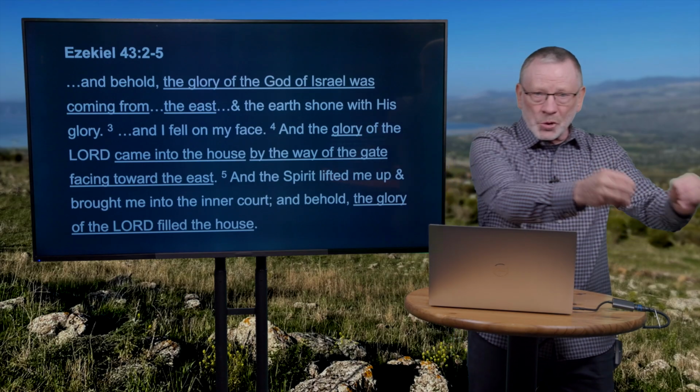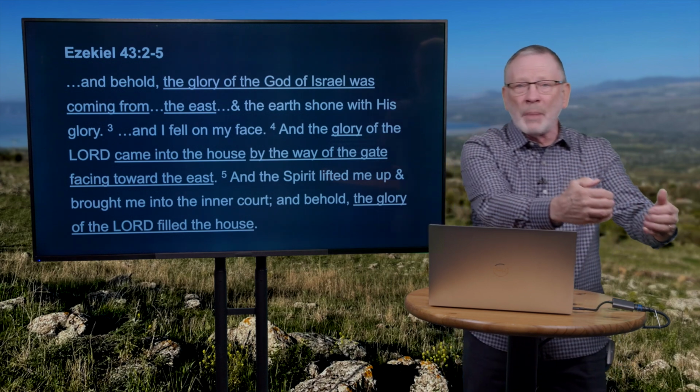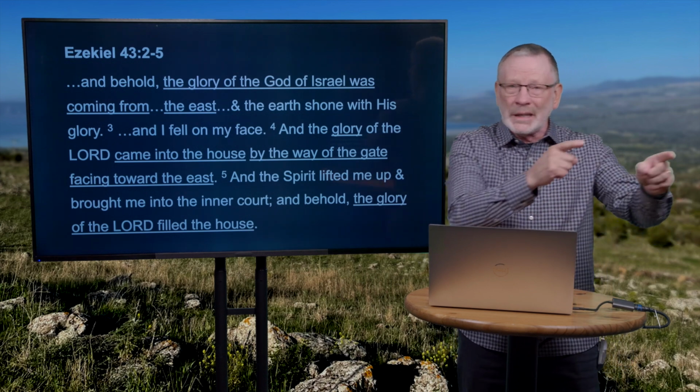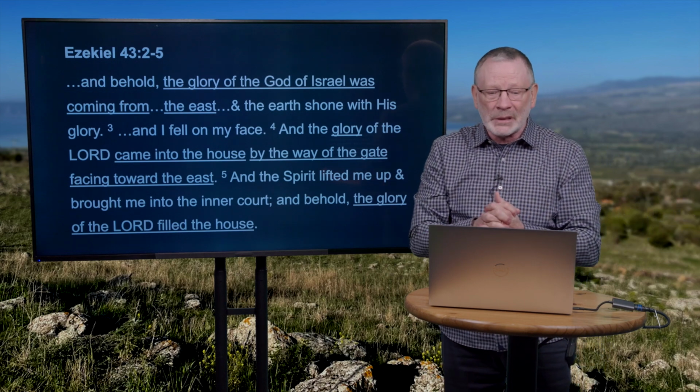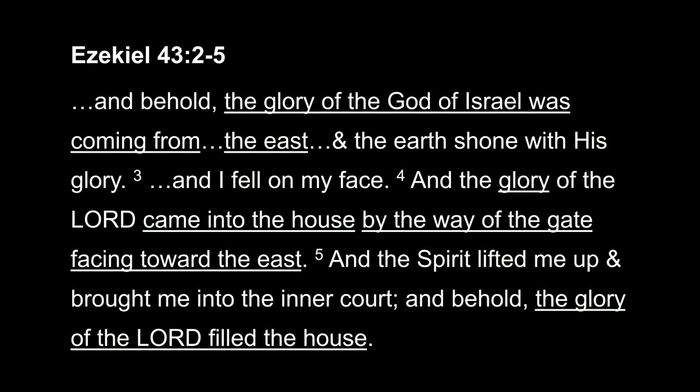He left and went toward the east, his presence did, and now his presence is being restored, coming back from the same direction to which it left in chapter 11. The glory is coming from the east, and the earth shone with his glory. I fell on my face, and the glory of the Lord came from the east. We're saying going over the mountain east of Jerusalem, which is the Mount of Olives, crossed the Kidron Valley, and now depositing itself, resting again in the very place from which he left.